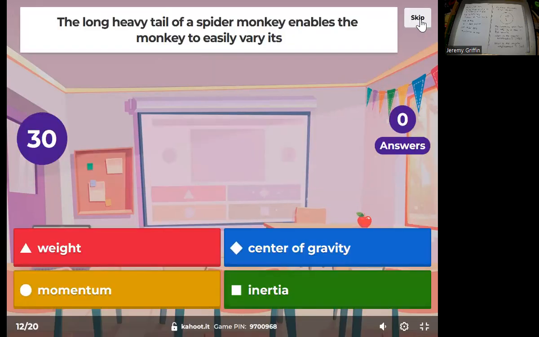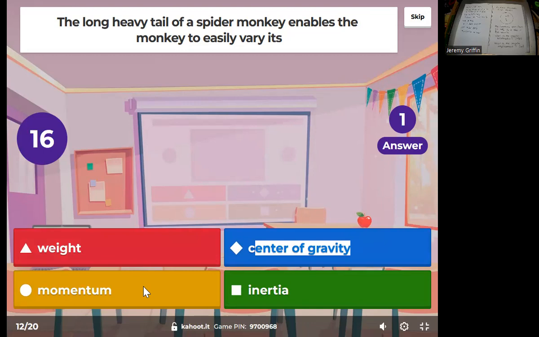The long, heavy tail of a spider monkey enables the monkey to easily vary its... I'm thinking center of gravity. Right. Moves its tail around, center of gravity can move, but none of those other things. Right? You can't change its weight, you can't change its mass.